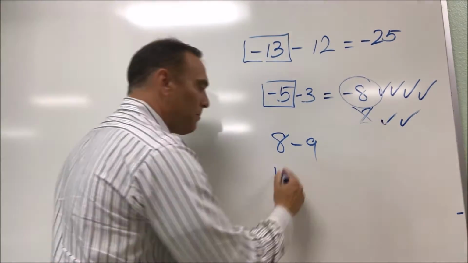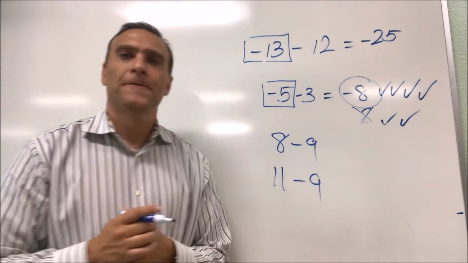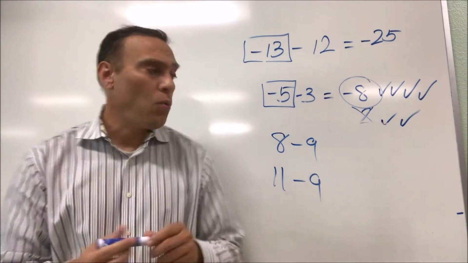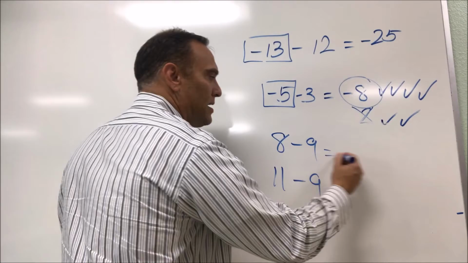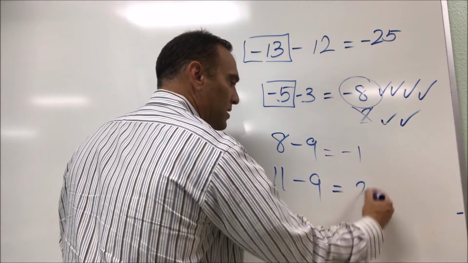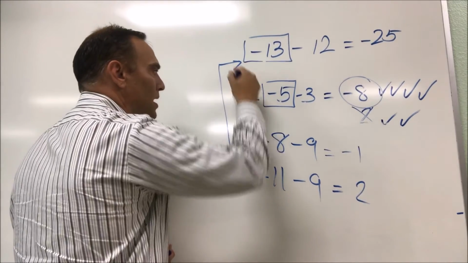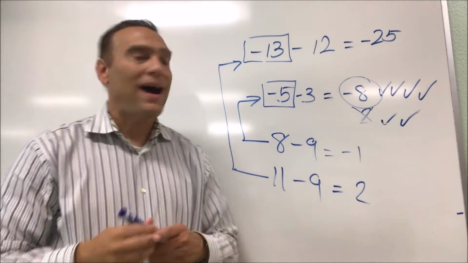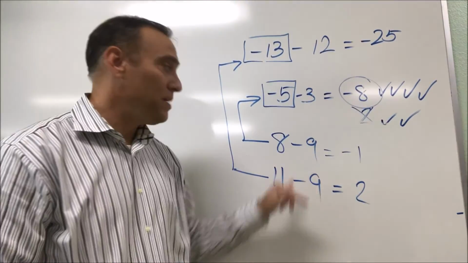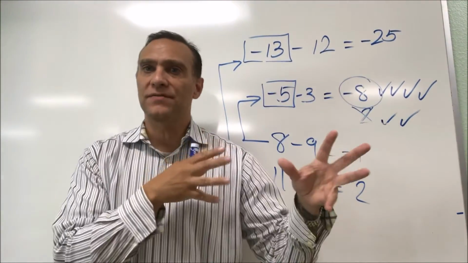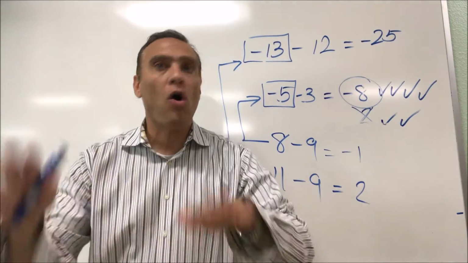Or what if my problem is this? Do I just add those? No. So what's the difference? Because here I'm getting negative 1, here I'm getting 2. So what's the difference between these two and these two? How come there I added and how come here I subtract? Do you see?